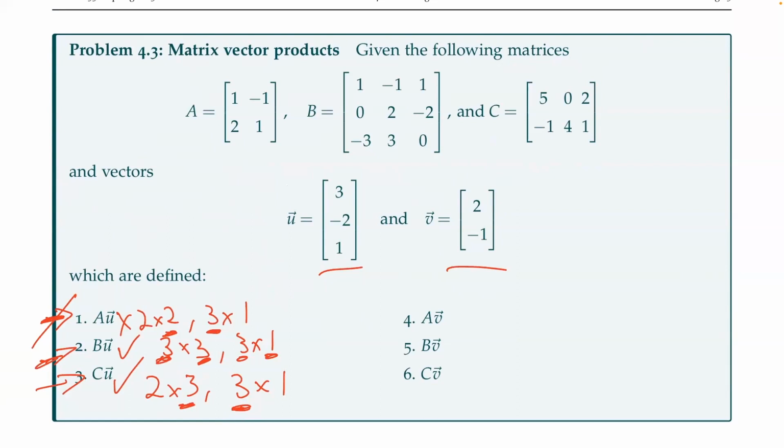Remember, when we're working this out, we go along the rows and down the column to work out whatever entry we're working out from our vector. In all of these cases, we're going to end up with a vector, right? Because a matrix times a vector always gives us a vector.